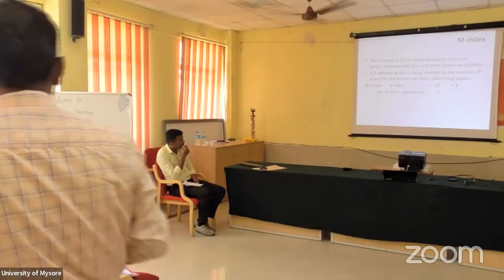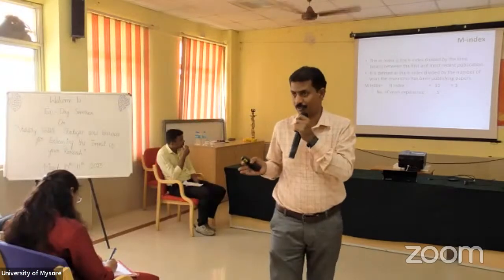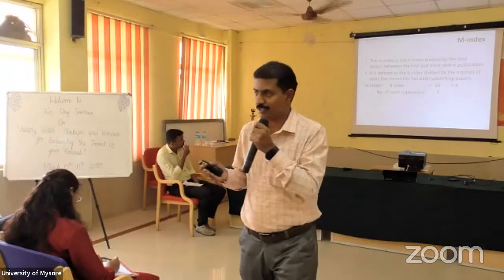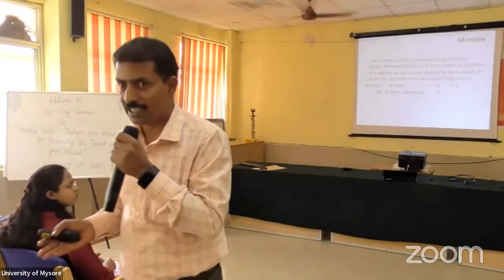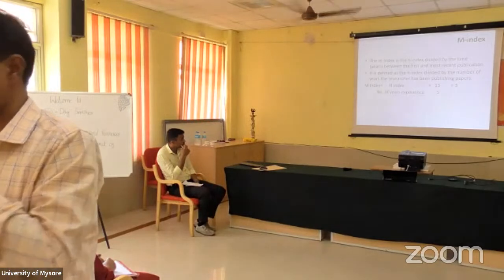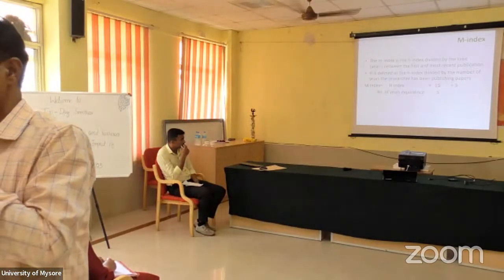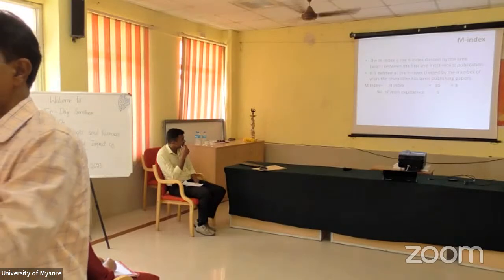So this is how we can use various metrics at the author level. There are author level metrics: I index, G index, H index, and the M index. These are different metrics normally used to measure the quality of the articles published by a person. You can indicate the number of citations they have.